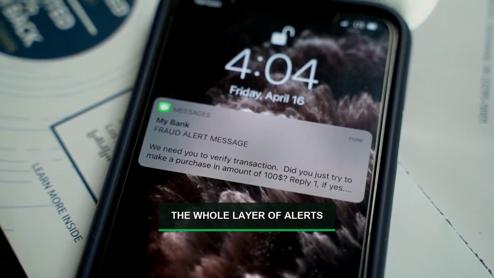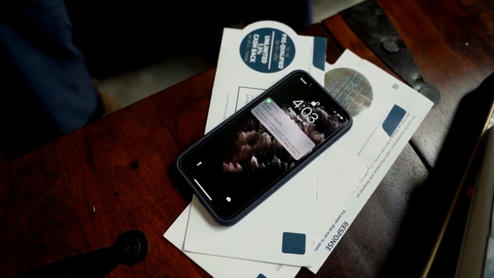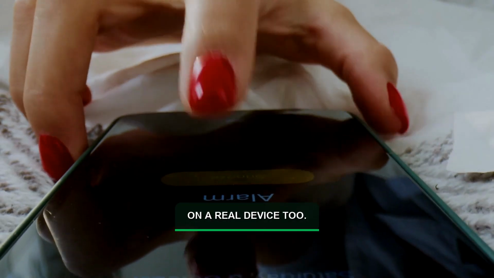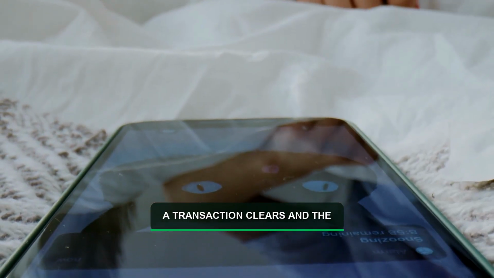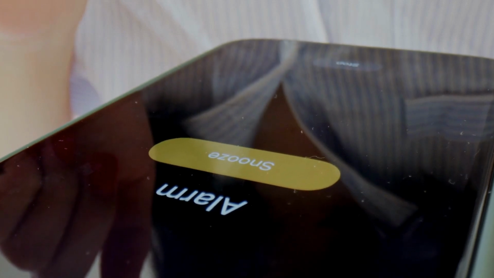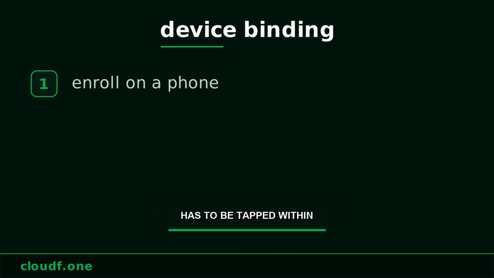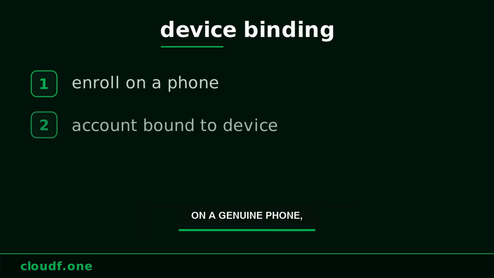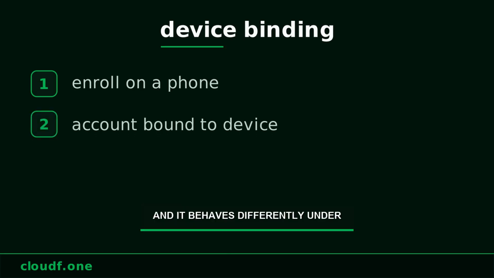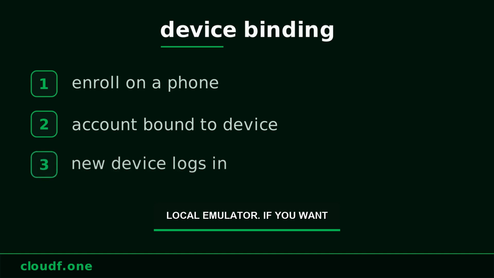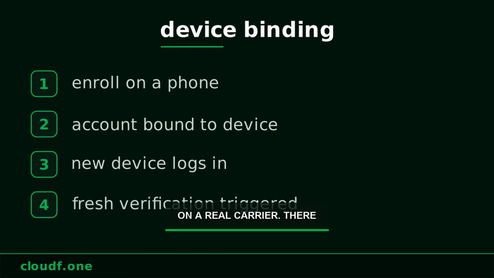There is also the whole layer of alerts a fintech app lives on, and those only fire properly on a real device too. A transaction clears and the app pushes a notification. A login triggers a security warning. A payment prompt arrives and has to be tapped within seconds. Push delivery leans on real Google services running on a genuine phone, and it behaves differently under a real mobile network than it ever does on a local emulator. If you want to know that your alerts actually reach a customer in time, you have to watch them land on a real handset on a real carrier.